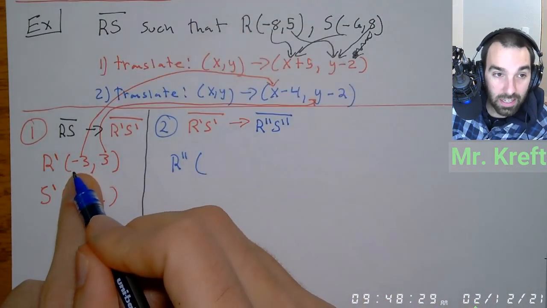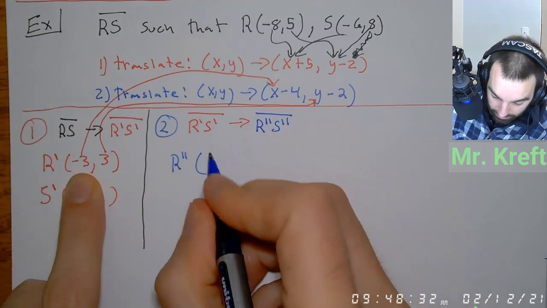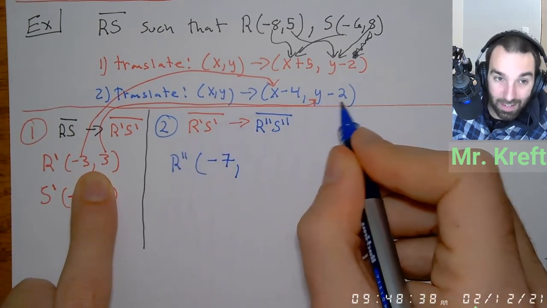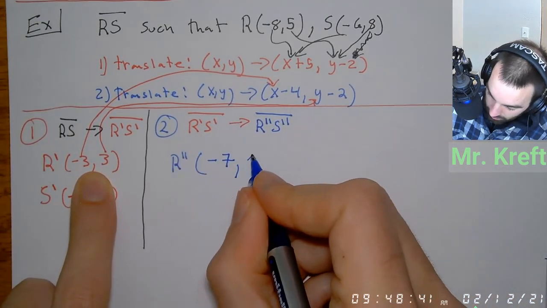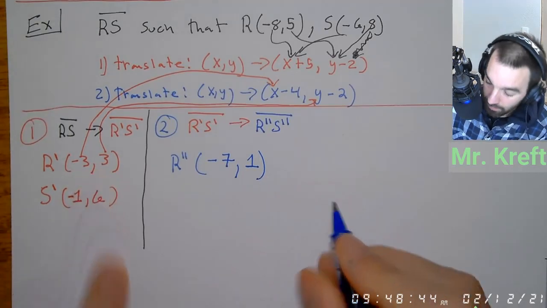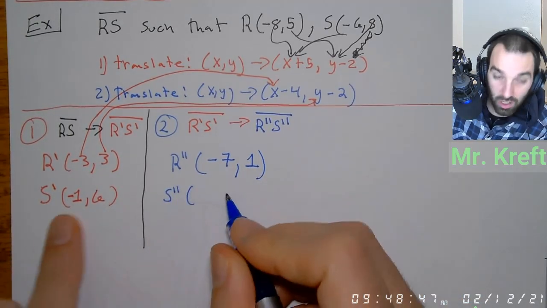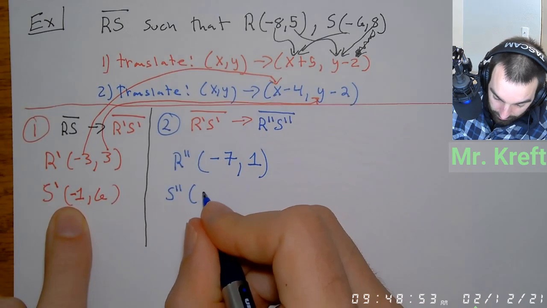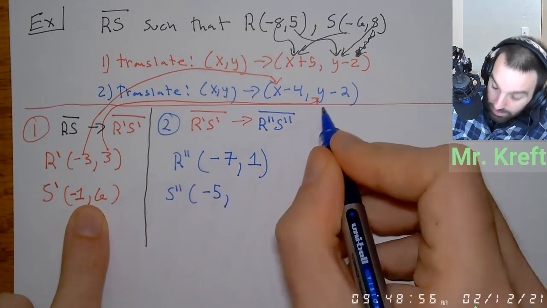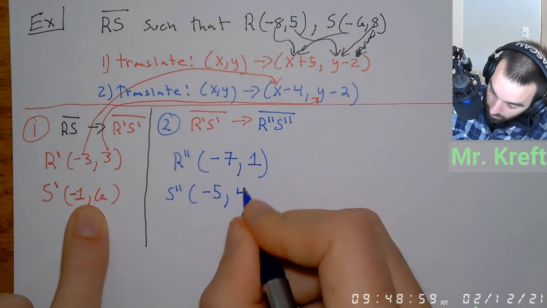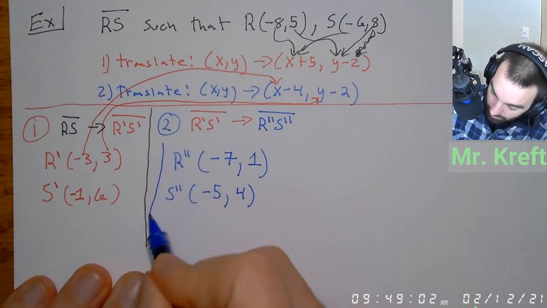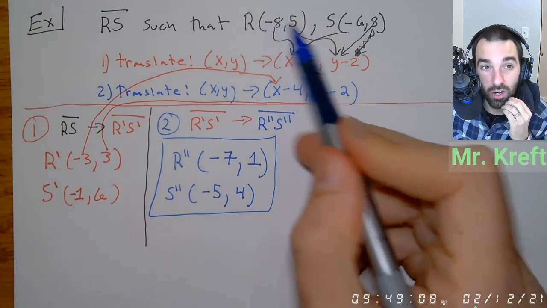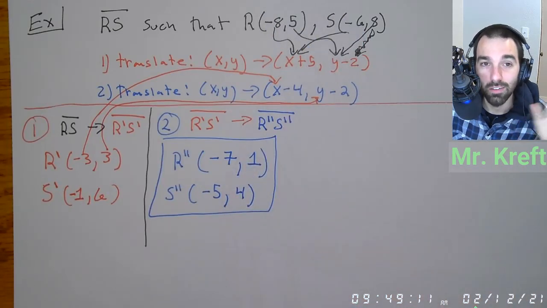Okay, so what do we get? I have -3 minus 4, that's -7. And then I have 3 minus 2, that's 1. Okay, and then for S double prime, I'm going to start from my S prime. So I'm going to have -1 minus 4, that's -5. And then I'm going to have 6 minus 2, that's 4. Okay, this is my final resting place. So I went from my start place to my final resting place here in 2 moves.